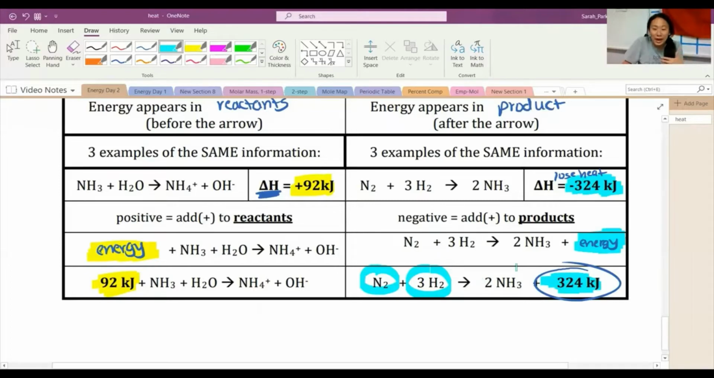So the location of the number is what's actually more important than anything. Is it before or is it after the arrow? If it's before the arrow, you know you need that energy in order for it to go. Okay, when it's after the arrow, you are throwing that energy away because you don't need it anymore. All right, and that's it.